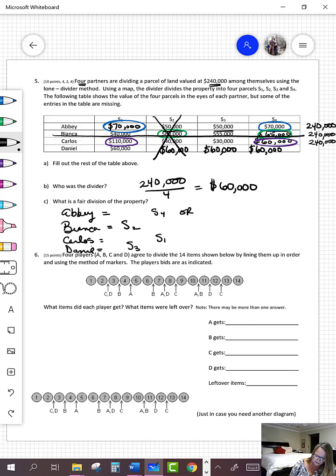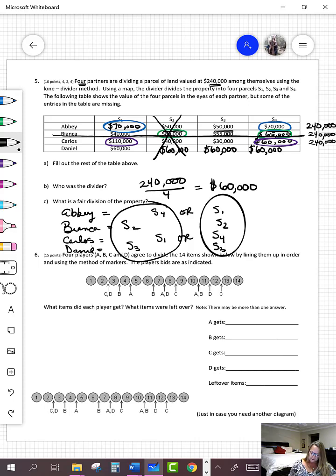Or this could have been swapped. You could have given Abby S sub 1, and if you gave Abby S sub 1, then you would give Carlos S sub 4. You didn't have to have both answers, but you had to have either this or that, with S sub 2 and S sub 3 fixed.